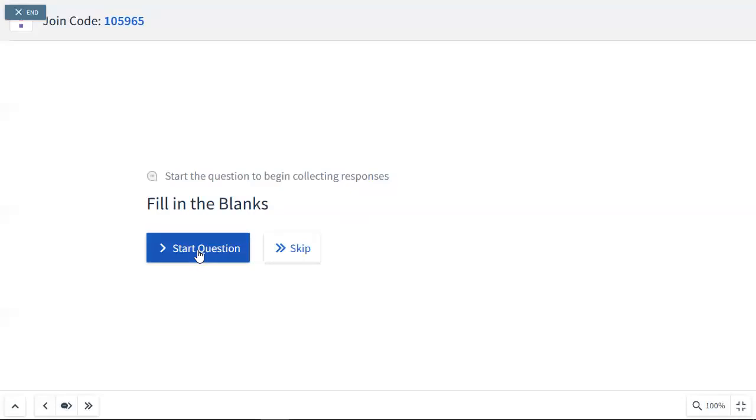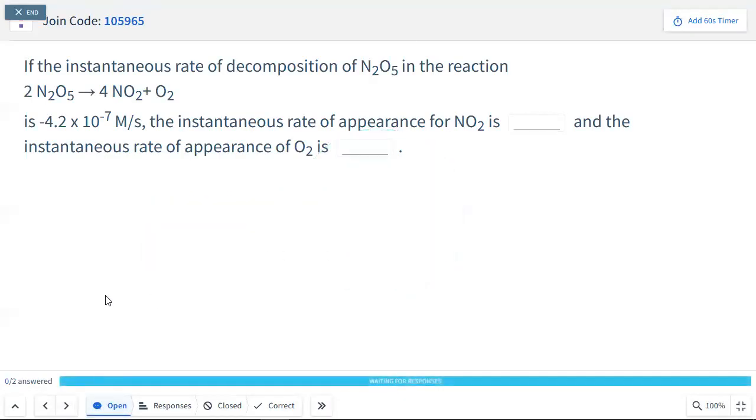So, got a question for you then. Here is the instantaneous rate of decomposition of dinitrogen pentoxide into nitrogen dioxide and oxygen. What I want to know is, what are the instantaneous rates of appearance for the nitrogen dioxide and for the oxygen? All right, let's see how we did.